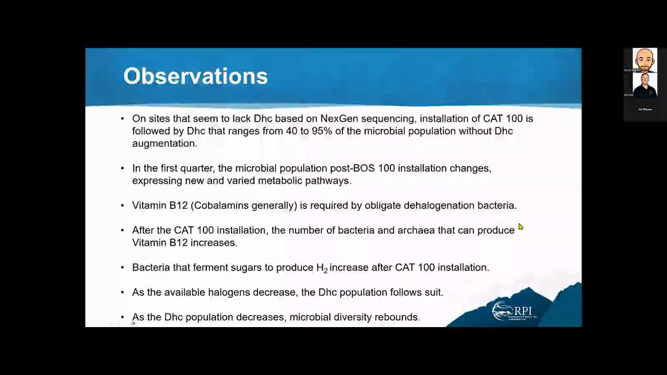After the CAT 100 installation, the number of bacteria and archaea that can produce B12 increases. Bacteria that ferment sugars to hydrogen also increase. As the available halogens decrease, the DHC population follows suit. As the DHC population decreases, the microbial diversity rebounds, heading back to the natural state of the site.